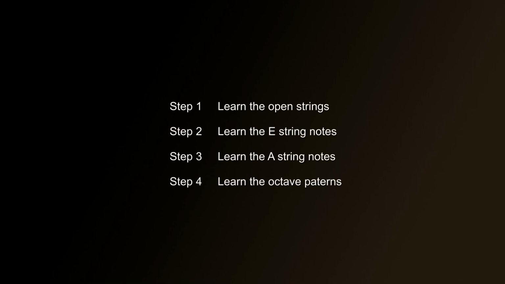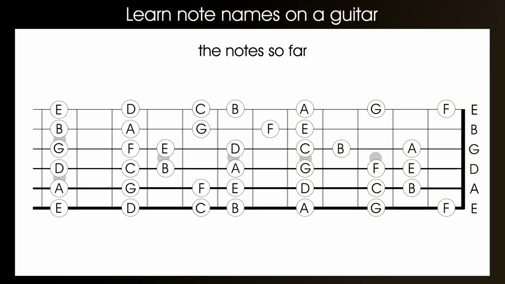To summarise then, the 4 steps are: Step 1, learn the names of the open strings. Step 2, learn the names of the notes on the bottom E string. Step 3, learn the names of the notes on the A string. And step 4, learn the octave patterns. By following these 4 steps, you'll know all these notes and more.